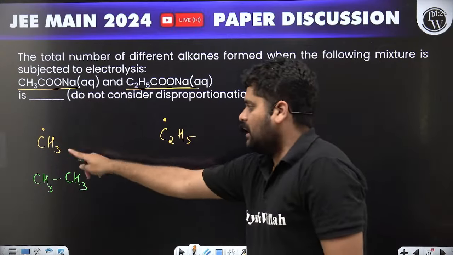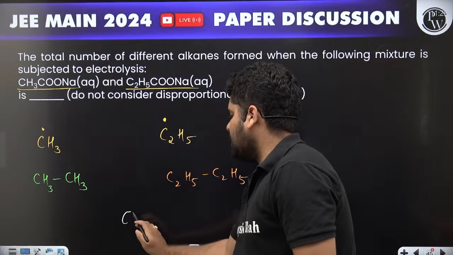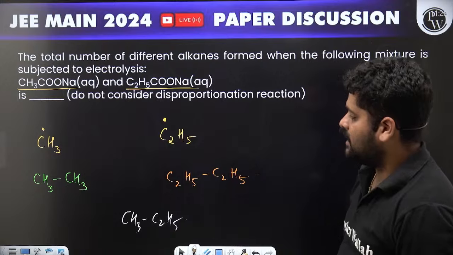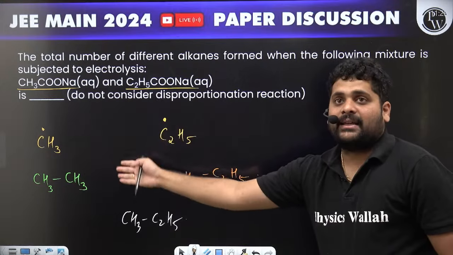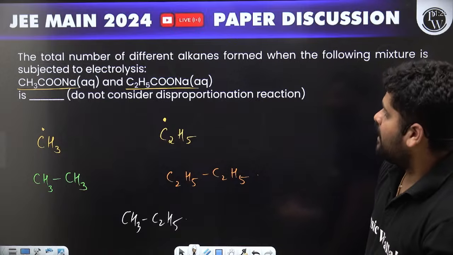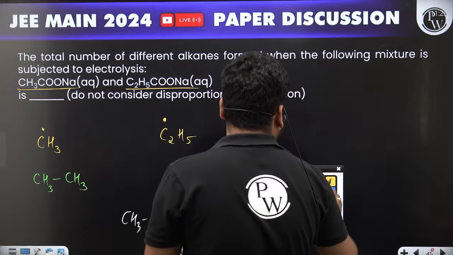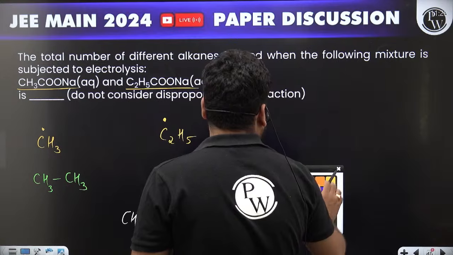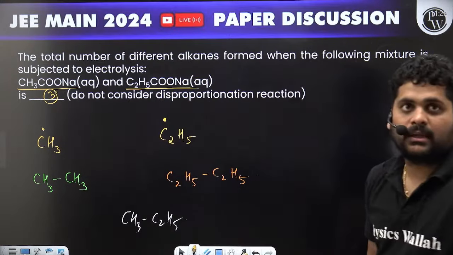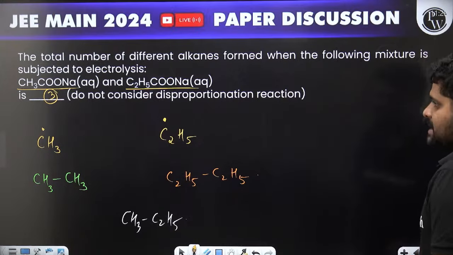Self-combination. Now, third possibility, cross-combination. Methyl and ethyl would combine with one another to produce the third product. We have ethane, we have butane, and we have propane. So the number of alkanes formed is equal to 3. That's it. Okay. Right. Now, next question after this.